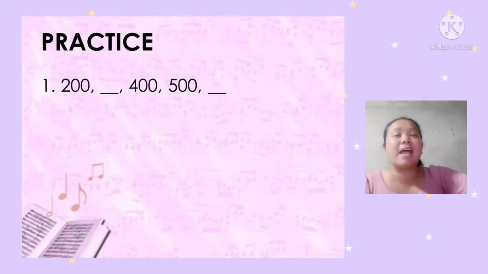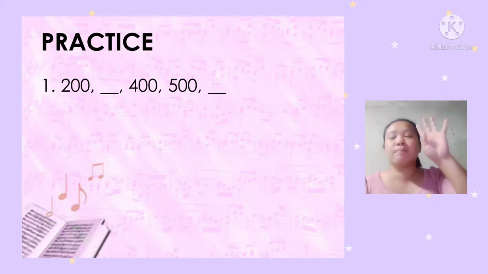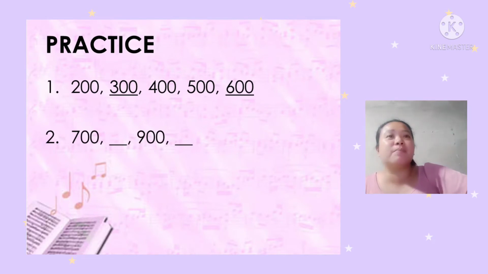So, remember this one, and let's skip count. 200, blank, 400, 500, blank. Okay, can you please think of the answer? Ready? Go! Think! 5, 4, 3, 2, 1. What is the answer here? That's right. What about here? There you go. The answer is 300 and then 600.